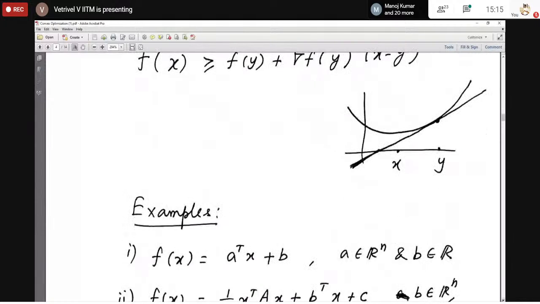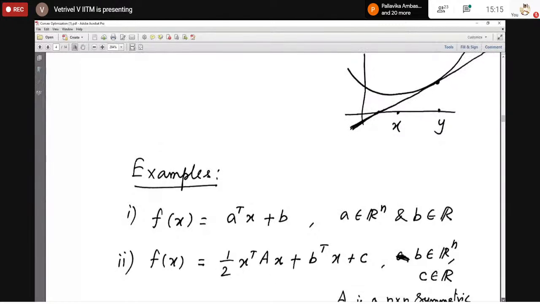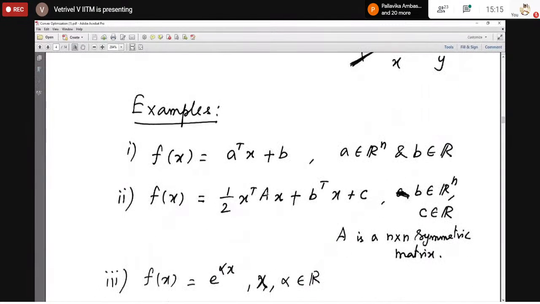So these are some examples of convex functions. A transpose x plus b, a linear function. And also the quadratic function is a convex function. Quadratic function means you know that A is a symmetric matrix, b is an Rn vector, and c is a constant, and f of x is this quadratic term. So this is again a convex function. Therefore, the quadratic programs are also convex programs.